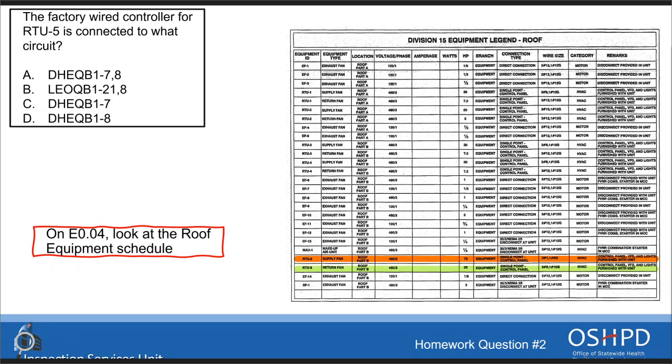Yeah. So A was my original answer, but then when I looked at the RTU3 on the mechanical set, that's what drew me back to D, because of how the question was written. It wasn't discussing the VFDs. It was talking about the controller, which is note 22 on that air handler. So that's why I only went to that one circuit.